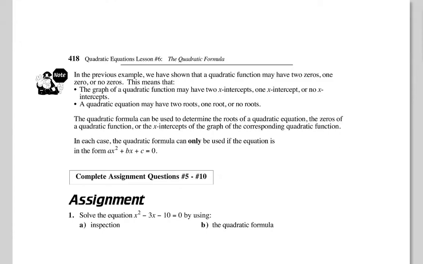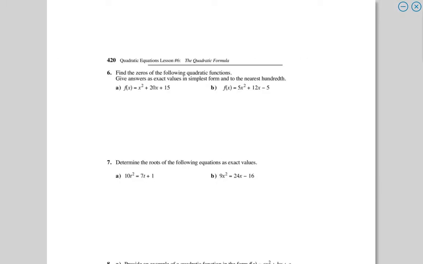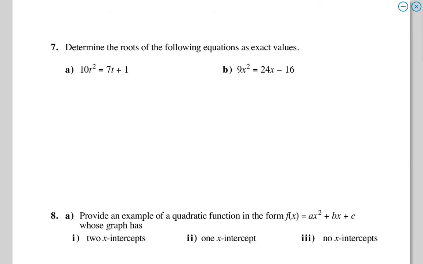All right, so before I let you go into work time, I want you to just scan this stop note. So scan the stop note. It says, in each case, the quad formula can only be used if the equation is in the general form. So skip ahead to question 7. And I'm going to put a hint. Rearrange into general first. Okay?